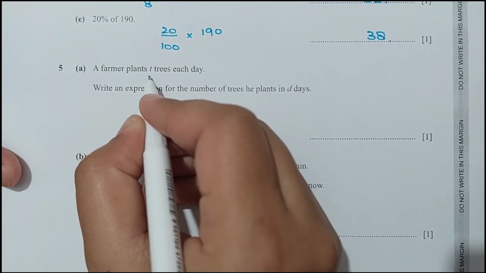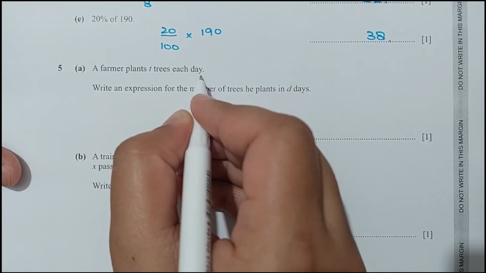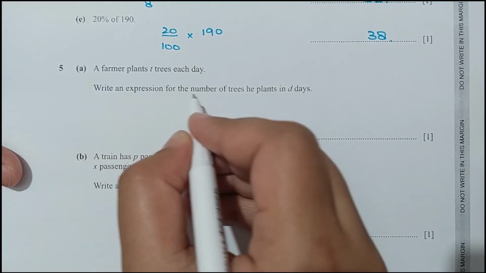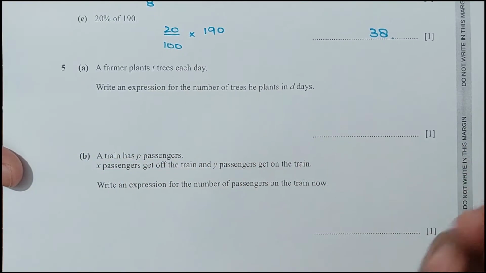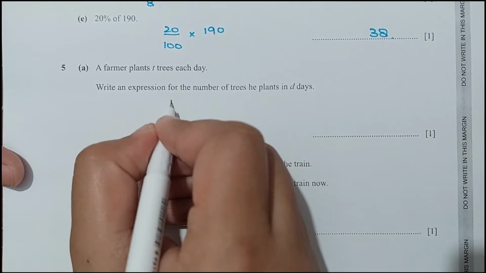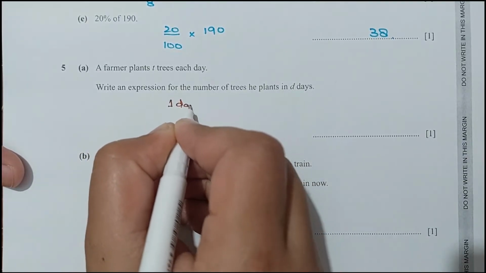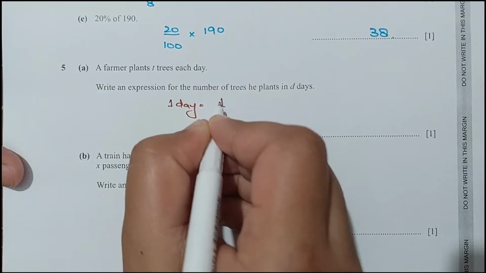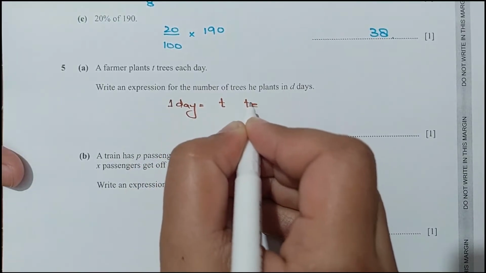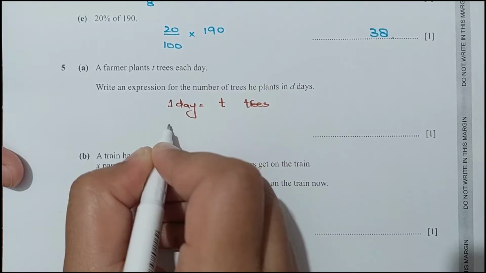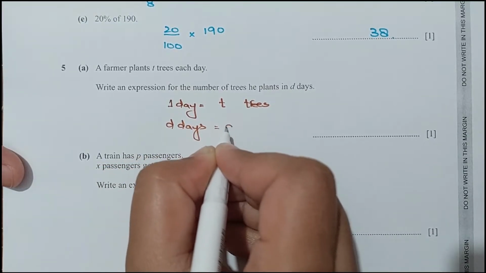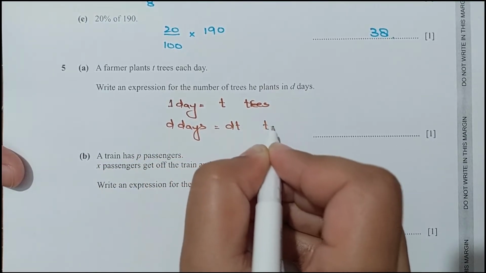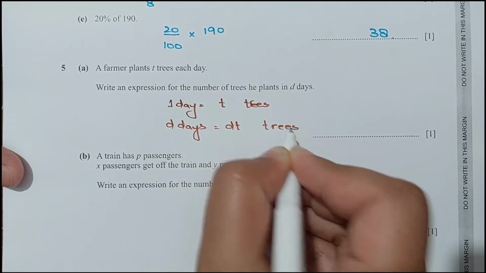Question number 5. A farmer plants T trees each day. Write an expression for the number of trees he plants in D days. Okay, so in one day the farmer plants T trees. Now for D days, the farmer plants D times T trees. So DT.